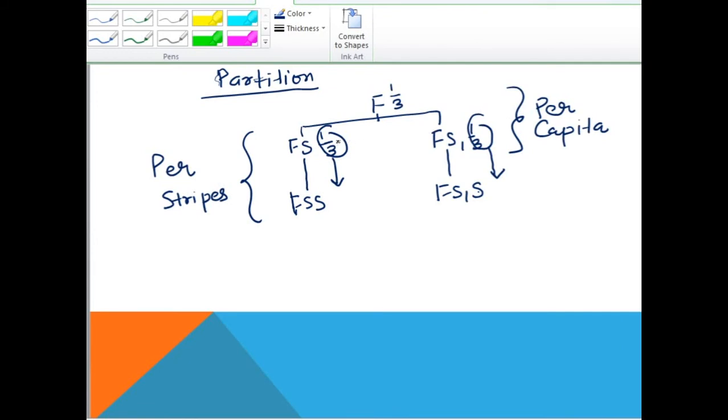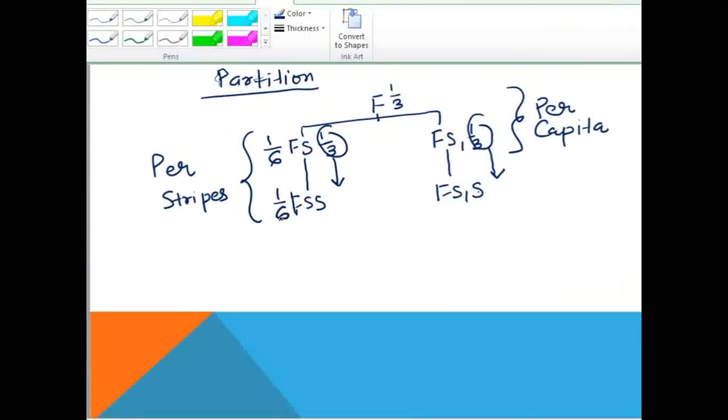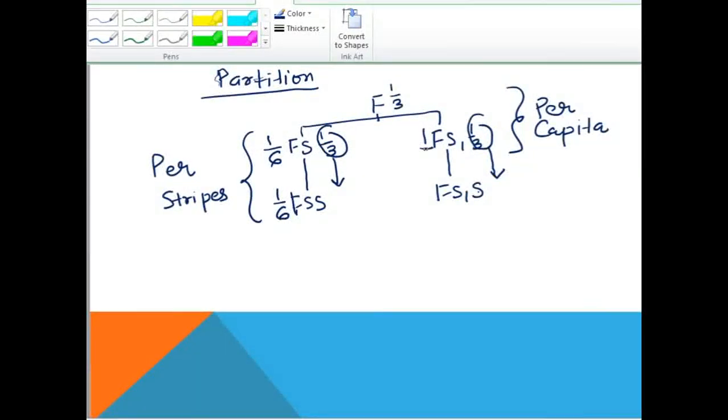Now this 1/3 will be divided between Fs and his son. Similarly, this 1/3 will be divided between Fs1 and the son of Fs1. So this is the per stripes division. And this division of property between F and his sons is the per capita division of property.